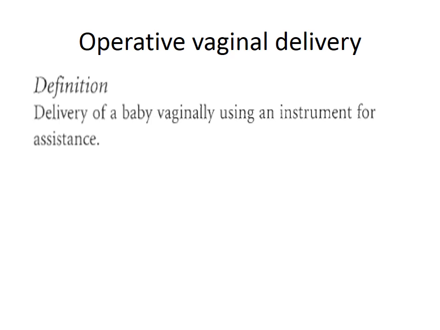Now we are going to come across operative vaginal delivery. Operative vaginal delivery, as a definition, means delivery of a baby vaginally using an instrument for assistance. And instruments, as you know, of course you have heard about the instruments that can be used for delivering the baby vaginally, which is either in the form of forceps or a ventouse.